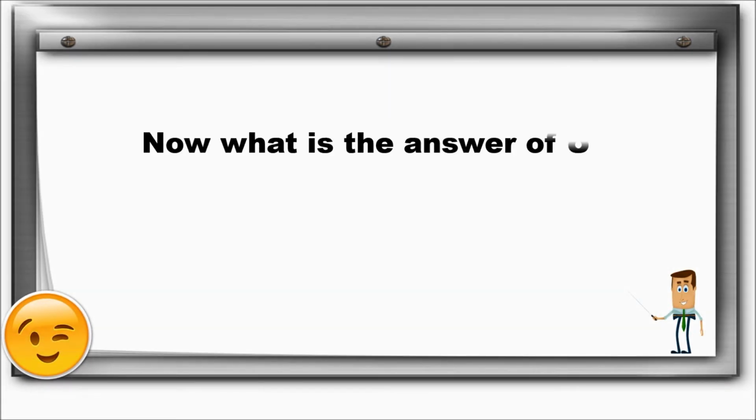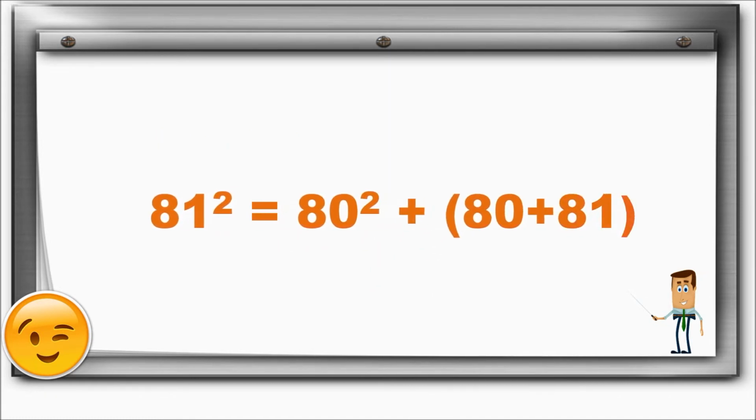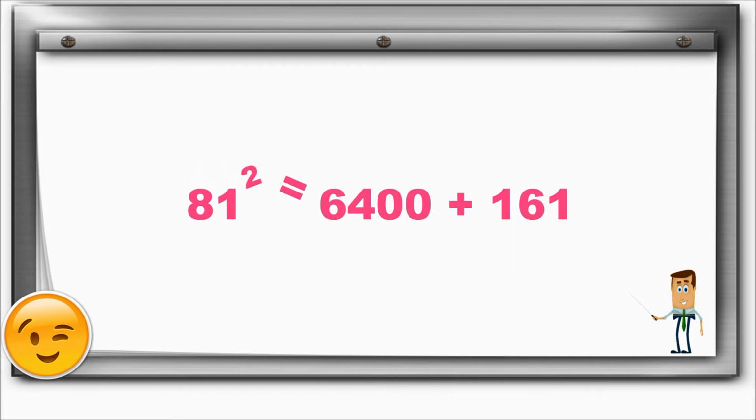Now we will find the square of 81. 81 square is equal to 80 square plus 80 plus 81. So 6400 plus 161. Answer is 6561.